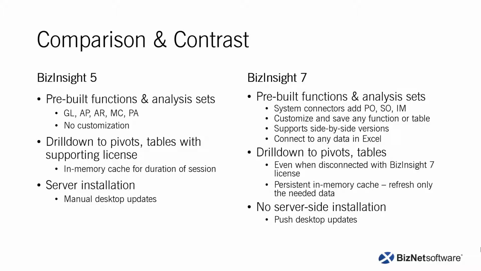It's drag and drop. It lets people drill down to pivots, tables, and licenses. It has an in-memory cache. But it also requires a server installation, and it also requires manual updates at every desktop that's using the software. Now, Jordan and his team have dramatically improved that process over the past couple of years, but there's still a server component. Whereas with BizInsight 7, we still have pre-built functions and analysis sets.